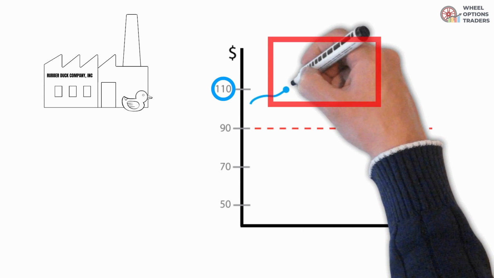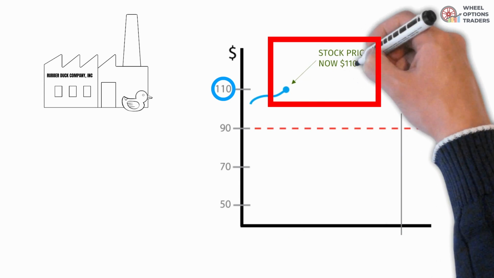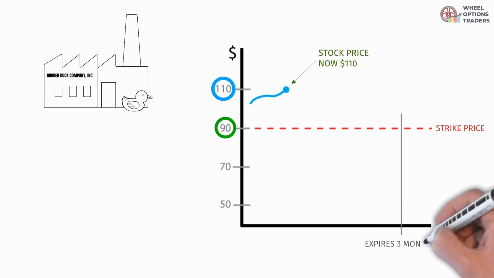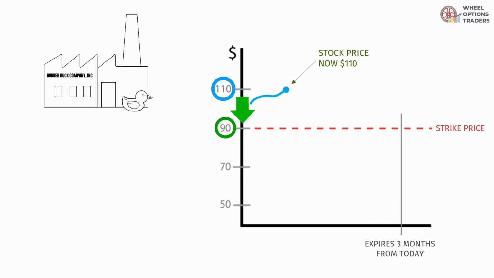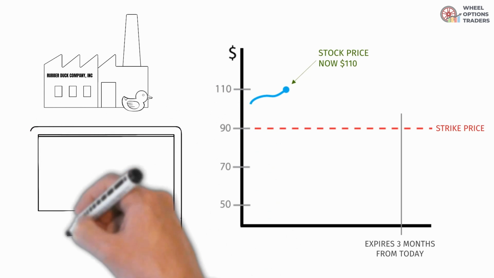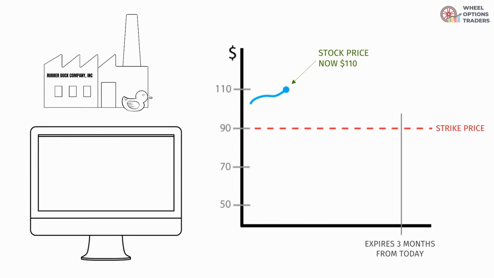which is not a bad price. But you'd be even happier buying it at $90 per share. What a good discount that would be. So you'd start off by logging into your broker account's trading console, and then you'll set up the trade.